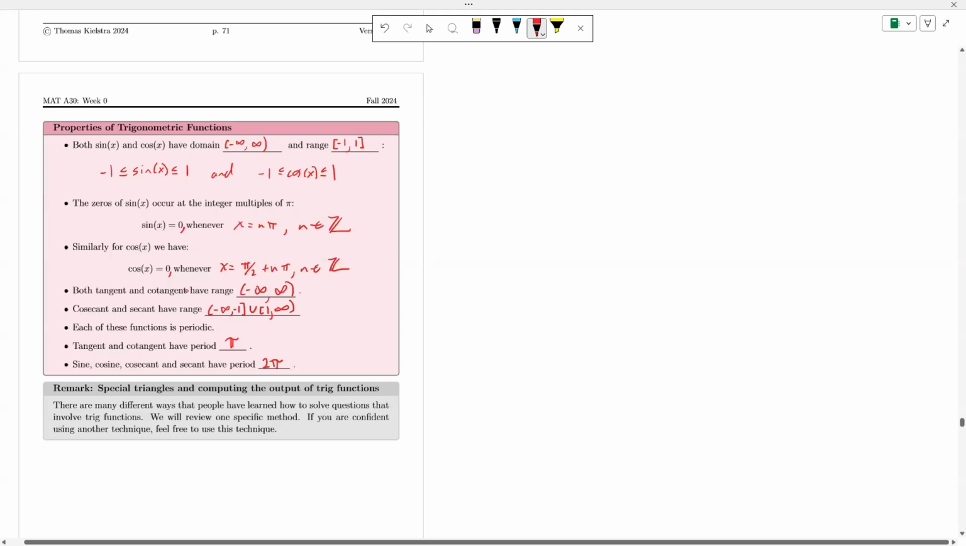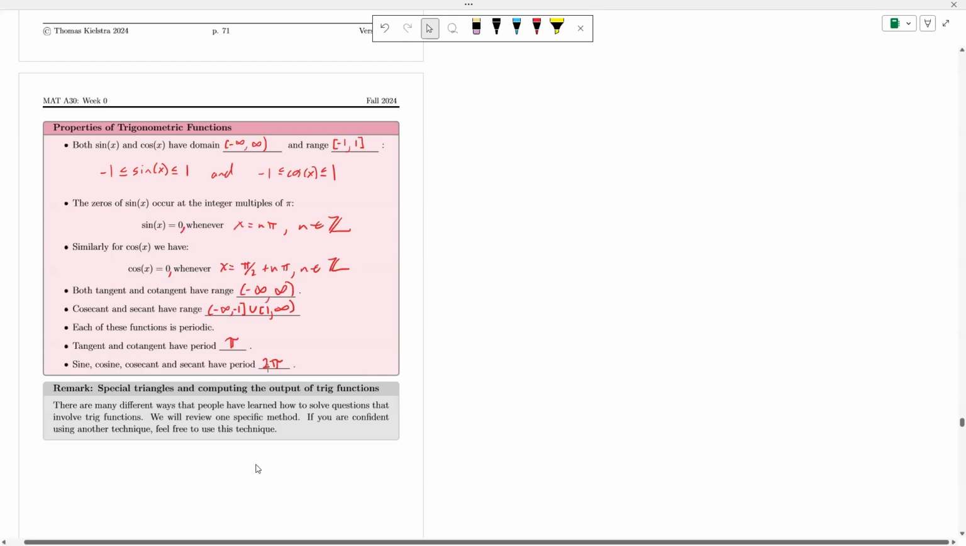Now, the special triangles and computing the output of the trig functions can be challenging. And there are many ways to do it. And if you've learned a technique that you are super comfortable with, I encourage you, find videos that review that technique and do it that way. We're going to review one specific method, and this specific method will be the method that I will always use whenever solving trig functions. I'm always going to use this technique.